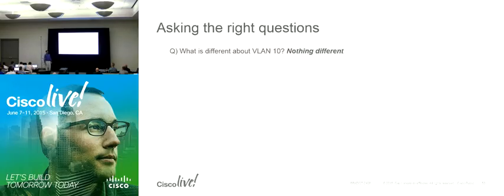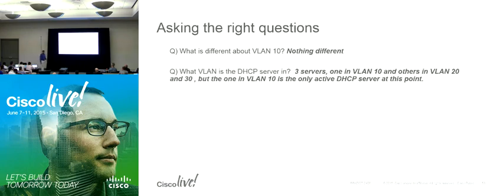This is the typical answer I get: hey, what is different about this VLAN? Yeah, no difference. There usually is some difference or the other, but most of the time they say no difference. Okay, tell me something about your DHCP server, where is it located, what's the IP, and so on. And the customer says, yeah, we have 3 DHCP servers, but only one is active at this point, and the server is on VLAN 10.